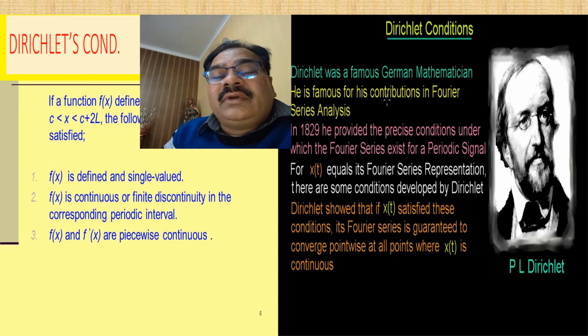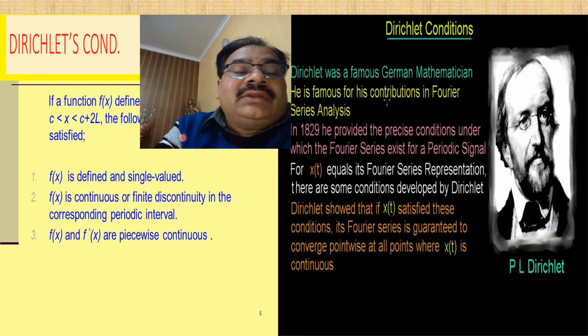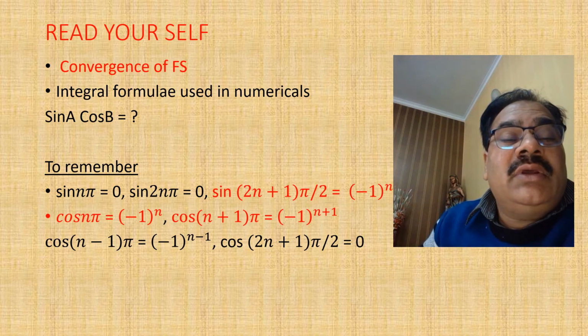Dirichlet was a famous German mathematician. He is famous for his contribution in Fourier series analysis. In 1829, he provided the precise condition under which the Euler Fourier series exists for periodic signals. If a function f(x) is defined within the interval c to c plus 2l, the following conditions must be satisfied. f(x) is defined and single valued. f(x) should be continuous or have finite discontinuity in the corresponding periodic interval, and f(x) and f dash x are piecewise continuous. So these three conditions are known as the Dirichlet conditions. We have to remember these three conditions.